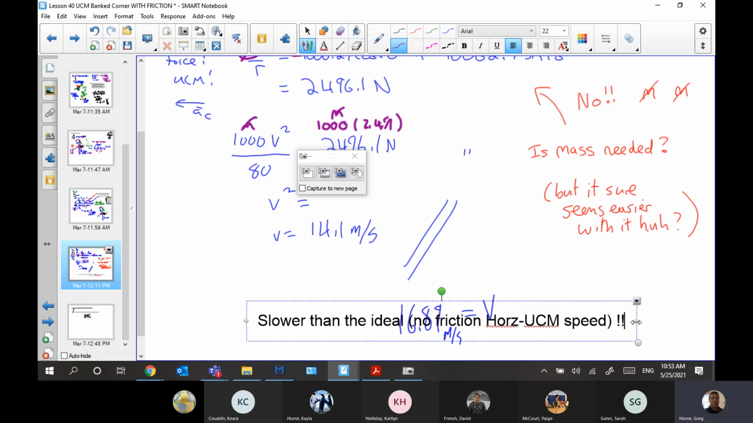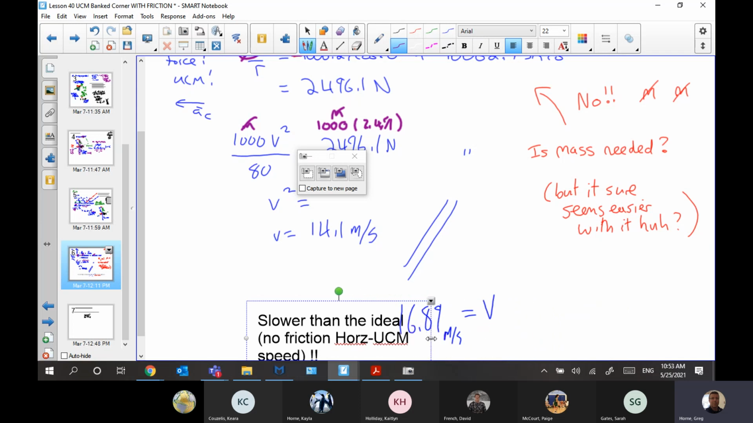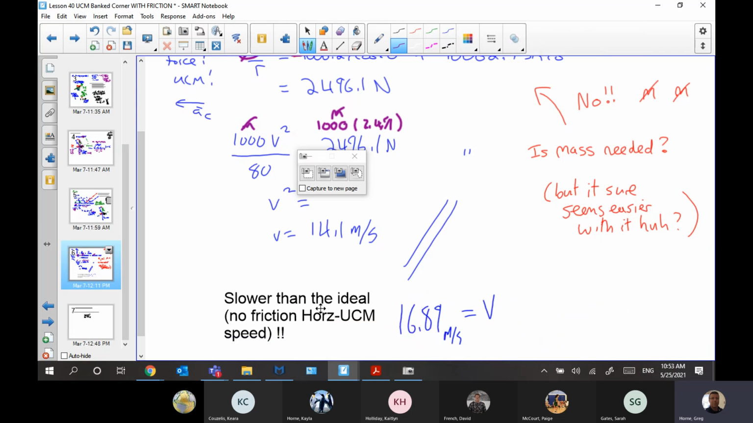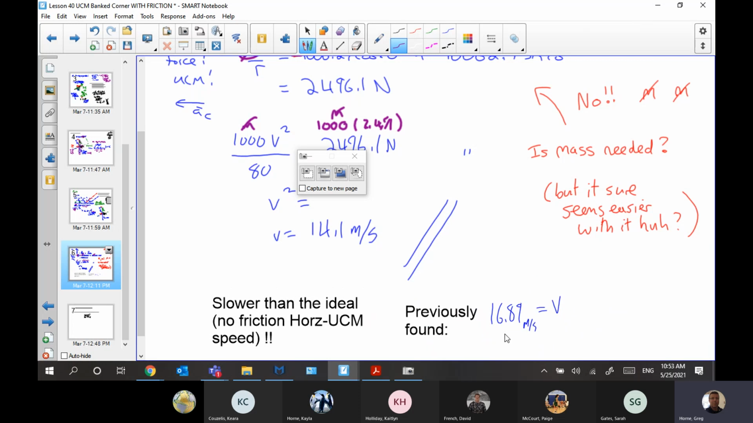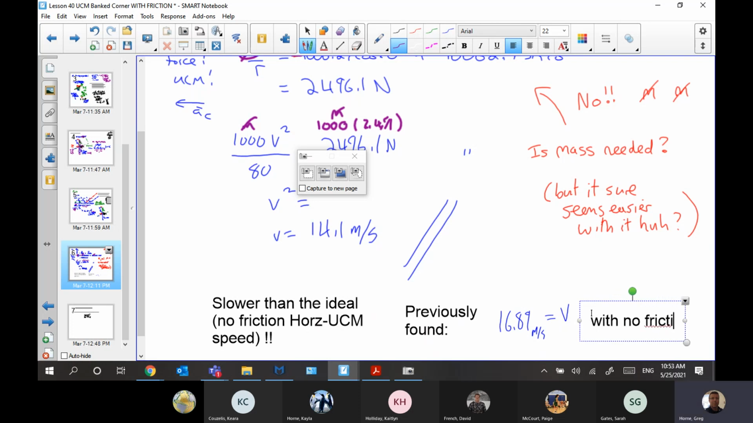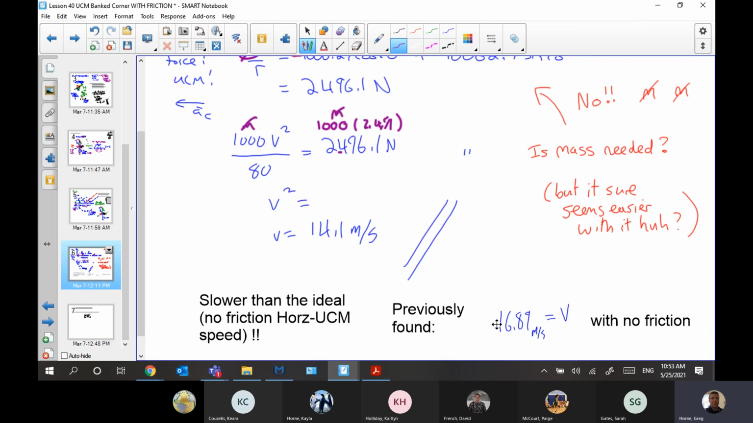I think it's maybe exclamation point worthy there because it's confirming what we thought it should be, right? So it's slower than the ideal, which was previously found. Found that the ideal speed was a little under 17. So to me, that's a big check mark, right? It's like, yep, it's doing what it should.